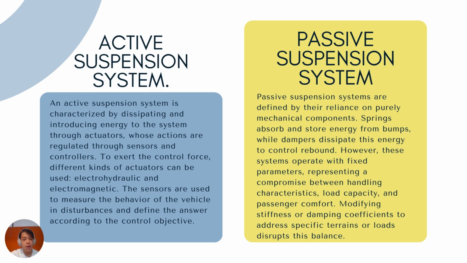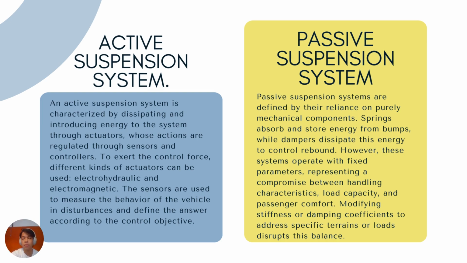Let's see what an active suspension system is and what a passive suspension system is. The active suspension system is characterized by dissipating and introducing energy to the system through actuators. These actuators are regulated by sensors and controllers. To generate the control force, different kinds of actuators can be used, electrohydraulic or electromagnetic. And these sensors are used to measure the behavior of the vehicle under disturbances and define the response according to the control objective.